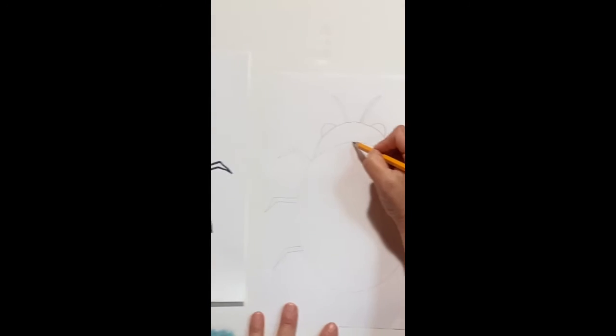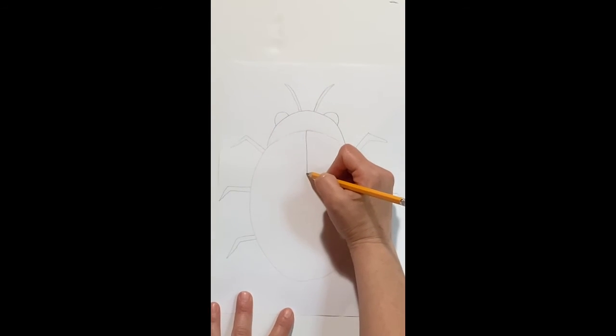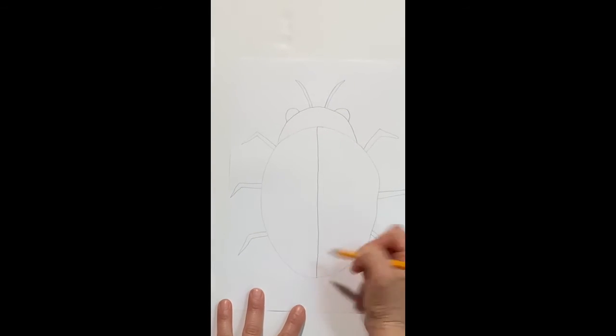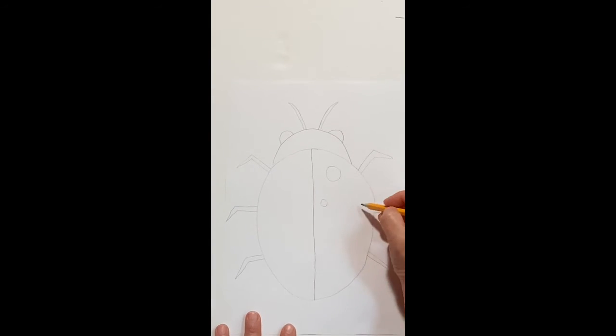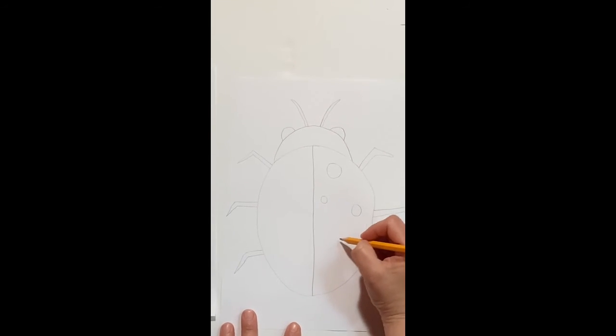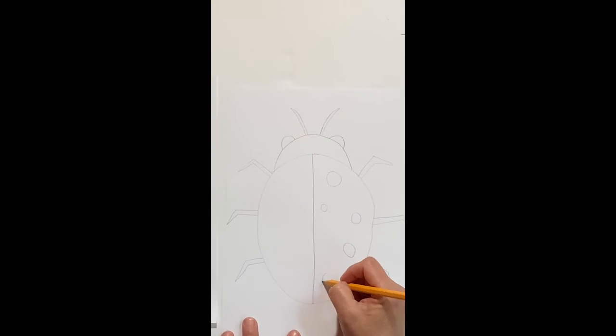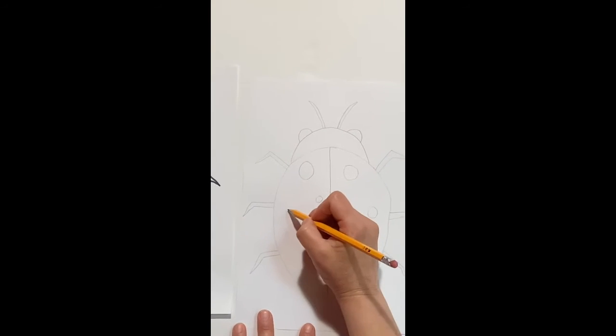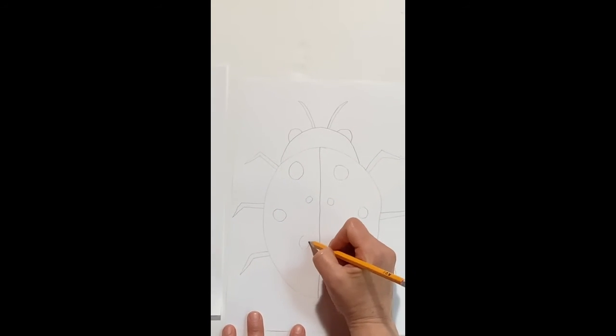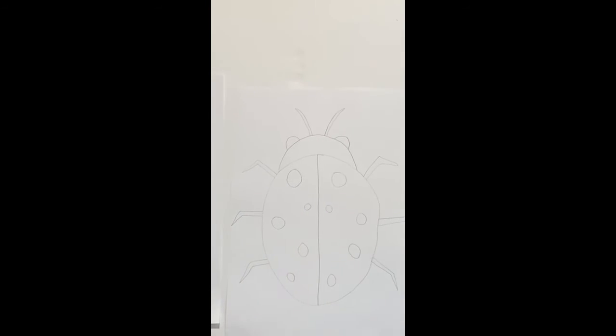Next, we're going to do this straight line right down the center, starting at the top of our big oval, straight down. And then I'm going to add some spots. And remember, we're not coloring anything in with pencil because our ladybug is not going to be gray like a pencil. We're just sketching. And then in another video, I will show you how to outline. I don't know if you guys remember, but we always outlined our sketches with a black Sharpie, but we'll do that in the next video. So here is my ladybug sketch. Nice job, guys.